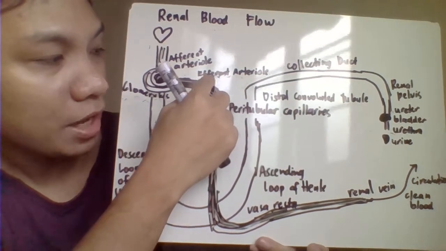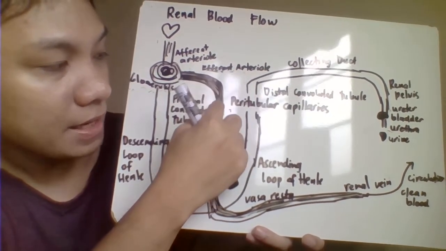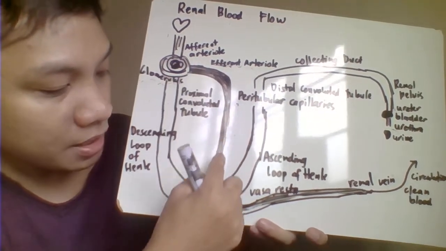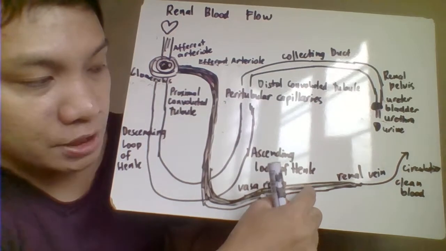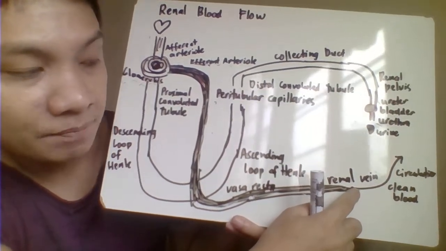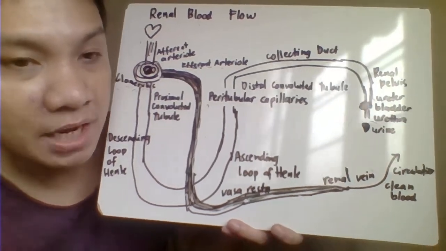Then after that, it flows into this area, your peritubular capillaries, down here with your vasa recta. Then it continues and exits through your renal vein, then goes back to our blood circulation.